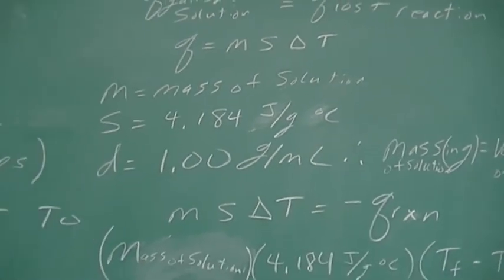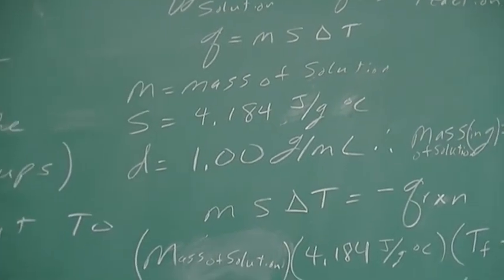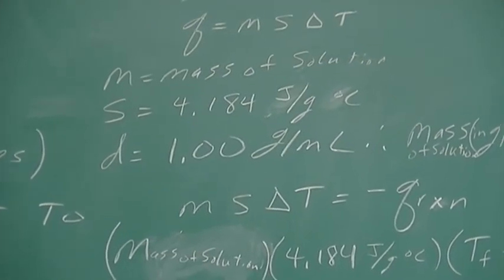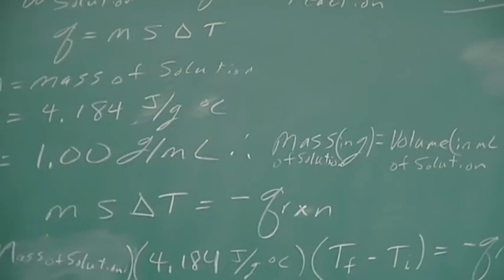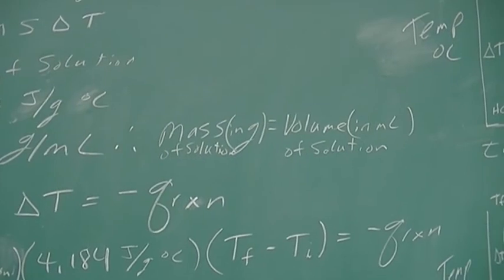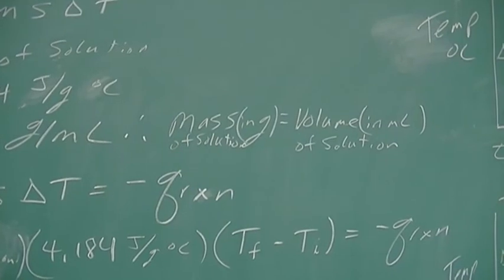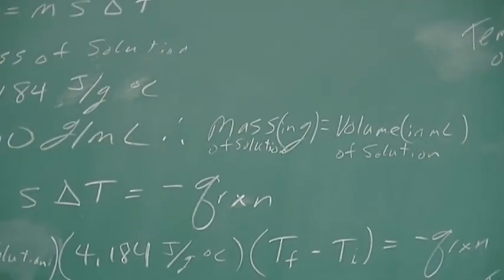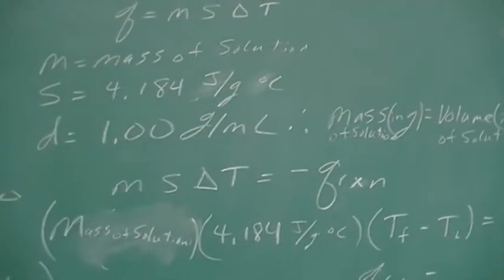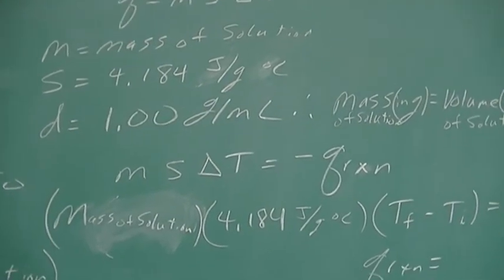The density of all of these solutions is 1, just like the density of water. We're going to use 3 sig figs for the density, so it is 1.00 grams per milliliter, which means that the mass of the solution is equal to the volume of solution. When you had your HCl and your NaOH, you simply add up the 2 volumes in milliliters, and that is the same as the mass in grams because the density is 1. That will give you the mass of your solution. 4.184 is your specific heat. And now you just have to do your temperature change.